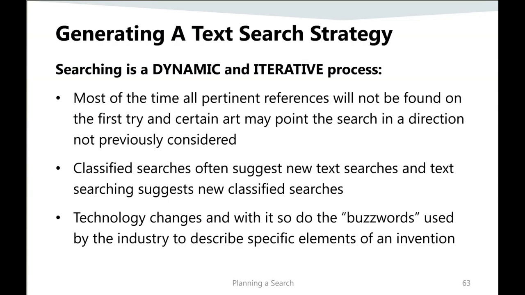As you search, a classified search will likely suggest new text searches as you discover other synonyms and jargon that you had not been aware of previously. Conversely, the results of a text search may similarly suggest additional relevant classified searches, and through that process, the searcher gains additional insight into both the classification system and the language of the invention. Further, a search done today is not necessarily the best search for the exact same concept in the future, as the relevant language is continually evolving.